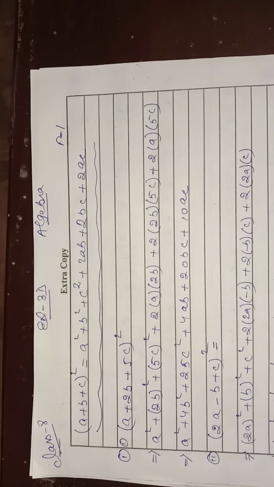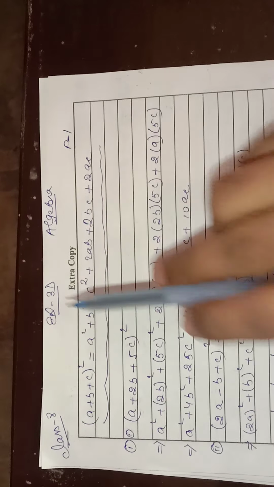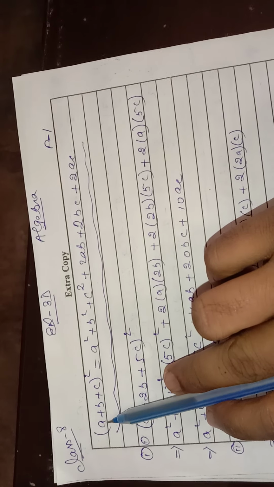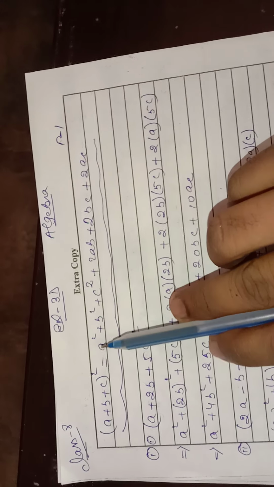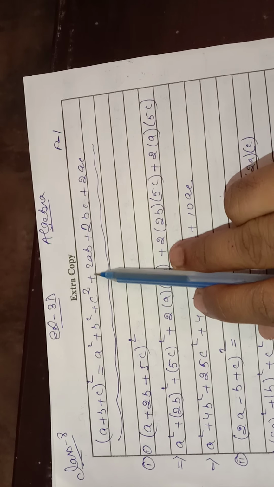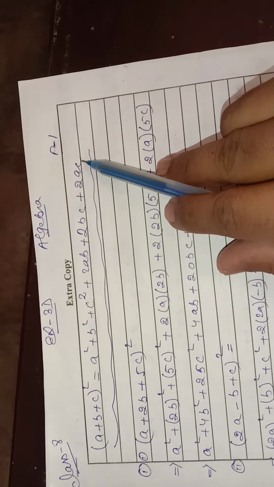Class 8 Algebra Exercise 3D. Here in this chapter we will use this formula: (a + b + c)² = a² + b² + c² + 2ab + 2bc + 2ac.